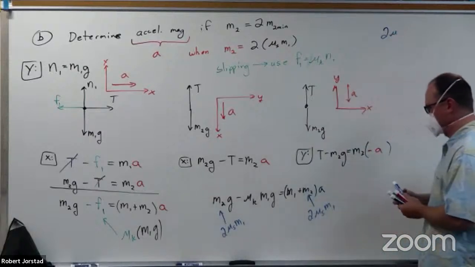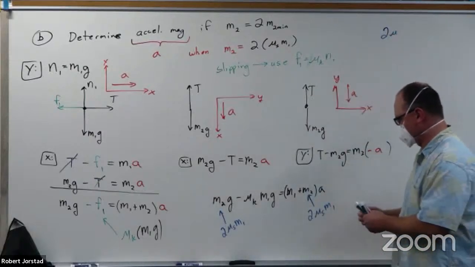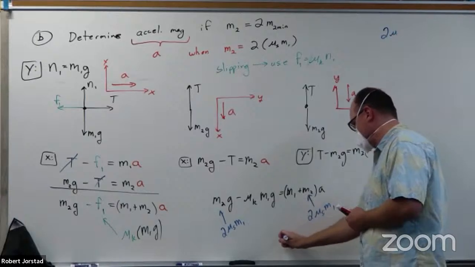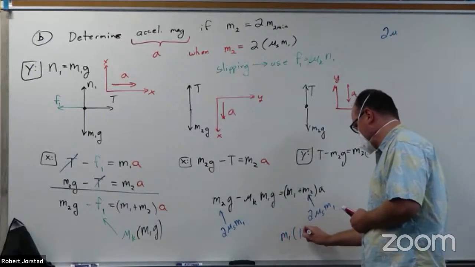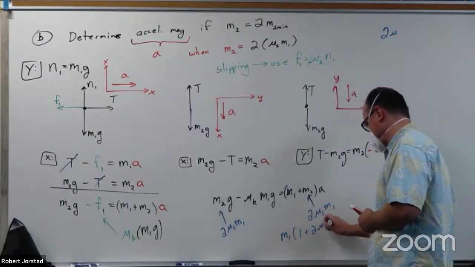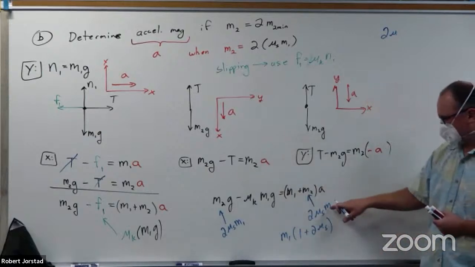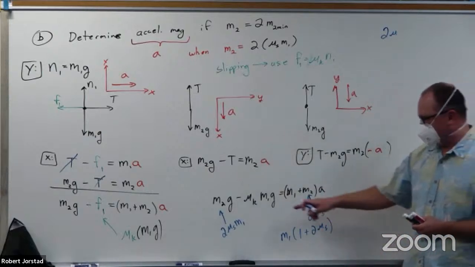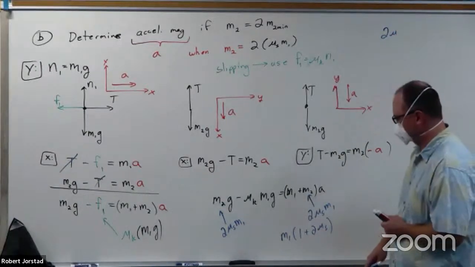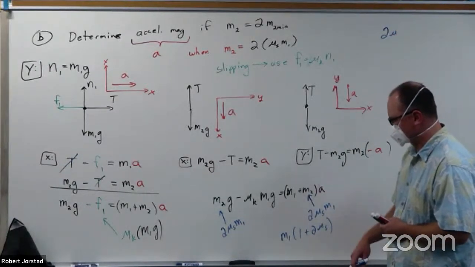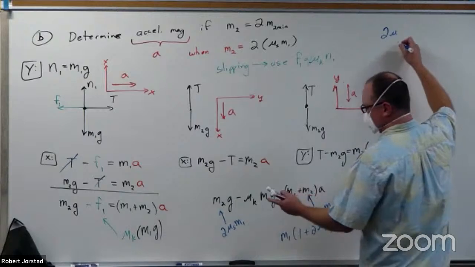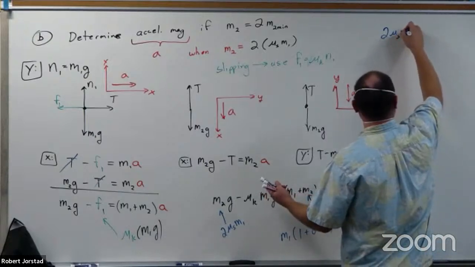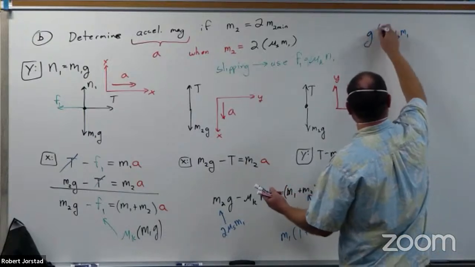What can I factor out of every term? Well, I'm going to rewrite this side real quick. This looks like M1 times 1 plus 2 mu static over here. Agreed? Over here, ugh, I don't know, it's going to be a mess, but I guess I got to rewrite 2 mu static M1. There's a G. I can factor out a G.